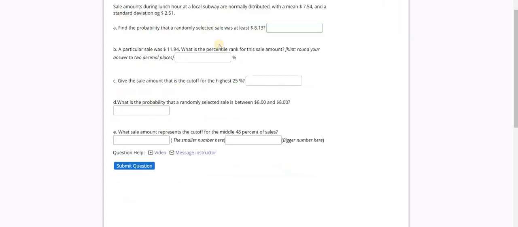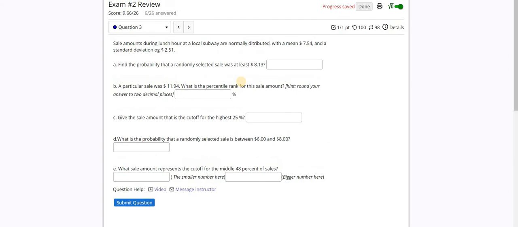It represents the probabilities. It represents the proportion, the percentile, and percentages. Here is a question. Sales amounts during lunch hour at a local Subway are normally distributed. So this is the first clue, with a mean of 7.54 and a standard deviation of 2.51.